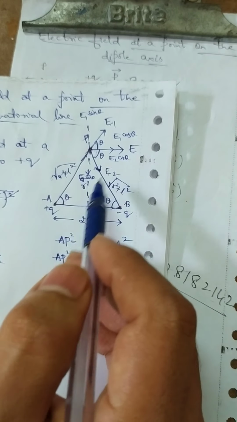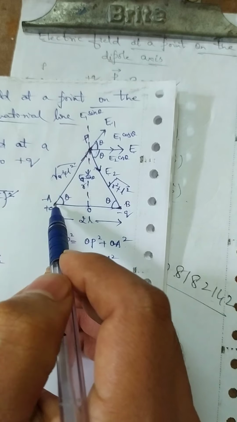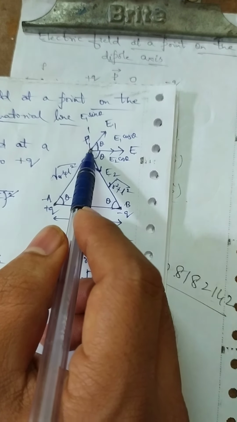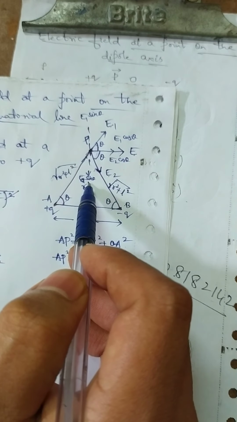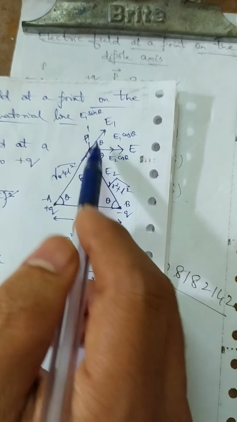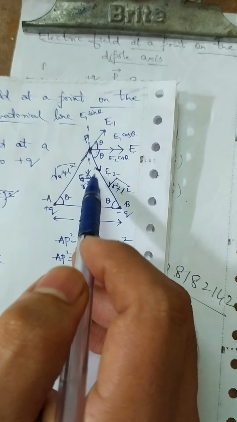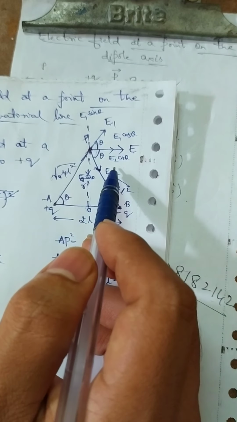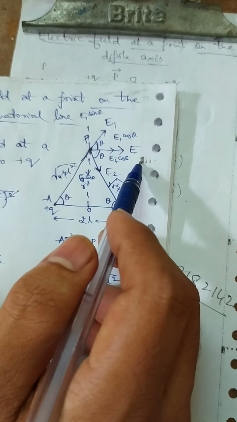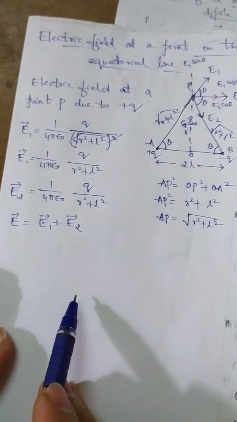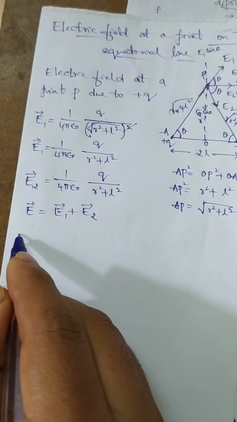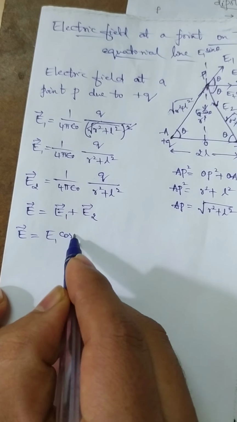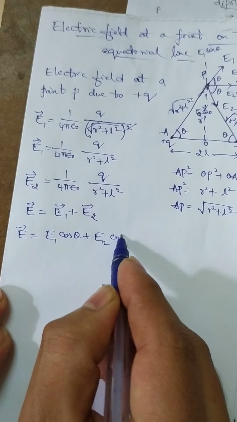Since the electric field at the point P due to the positive charge and the negative charge is the same in magnitude, E1 sine theta and E2 sine theta are equal in magnitude and opposite in direction, so they cancel out. Only E1 cos theta and E2 cos theta will add up. So in the place of the resultant electric intensity, instead of E1 and E2, we write E1 cos theta plus E2 cos theta.